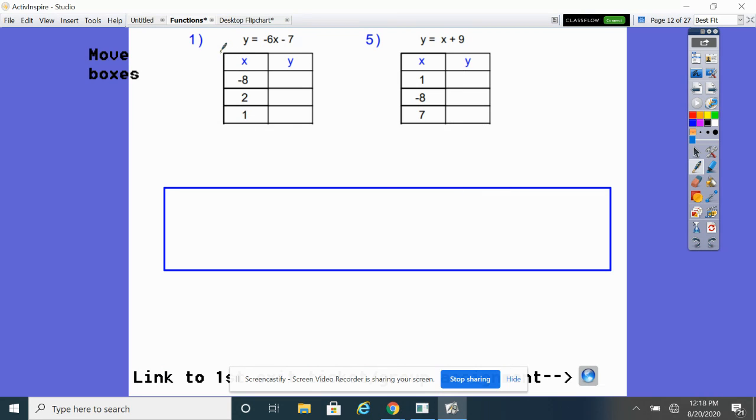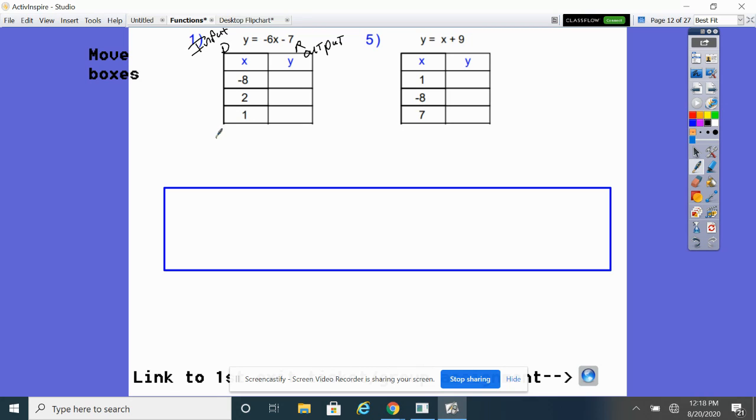Okay, again, this is your domain, the x side. That is also referred to as your inputs. And then this side is our range, also referred to as the outputs. Given this equation, y equals negative 6x minus 7, we want to plug in negative 8, 2, and 1 and see what would come out.